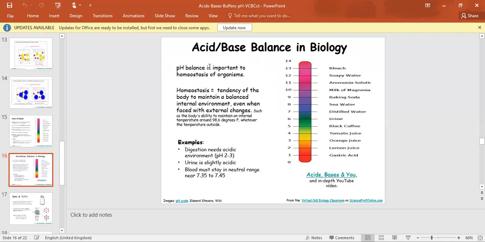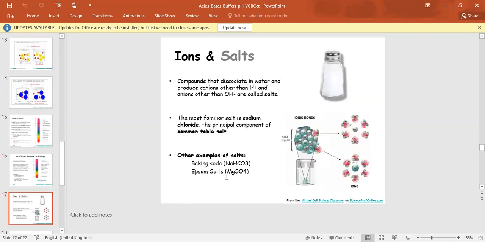Acid-base balance in biology. pH balance is important to homeostasis of organisms. Homeostasis is the tendency of the body to maintain a balanced internal environment even when faced with external changes, such as the body's ability to maintain an internal temperature around 98.6 degrees Fahrenheit, whatever the temperature outside. Examples: digestion needs an acidic environment, pH 2 to 3. Urine is slightly acidic. Blood must stay in a neutral range near 7.35 to 7.45.